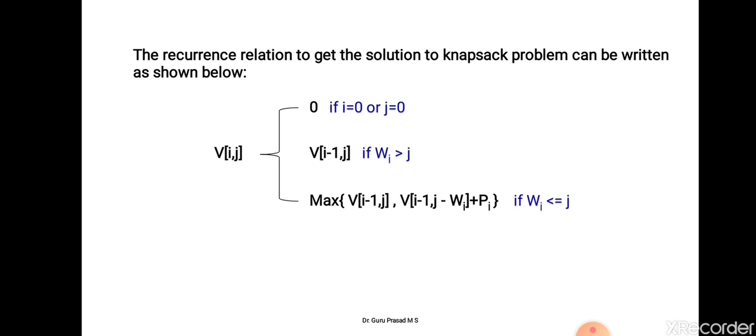To solve the knapsack problem using the dynamic programming method, we use this recurrence relation. V of i, j equals 0 if i equals 0 or j equals 0. V of i, j equals V of i minus 1, j if weight of item i is greater than j. V of i, j equals max of V of i minus 1, j, and V of i minus 1, j minus wi, plus pi, if weight of item i is less than or equal to j.